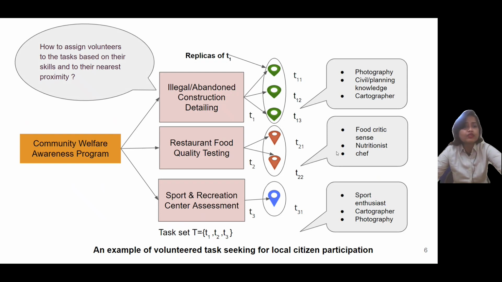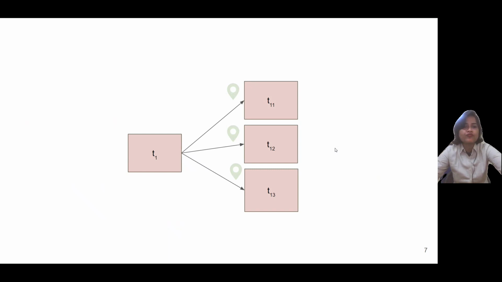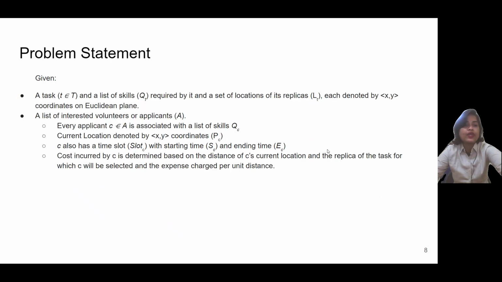Now the question is, how are the volunteers to be selected for the replicas of the task as a whole? Now suppose our first problem is solved. We got one or more volunteers selected for the respective replicas. Then how do the volunteers get the most satisfying working time slot for efficient collaboration? From this, we are in a position to define our problem statement.